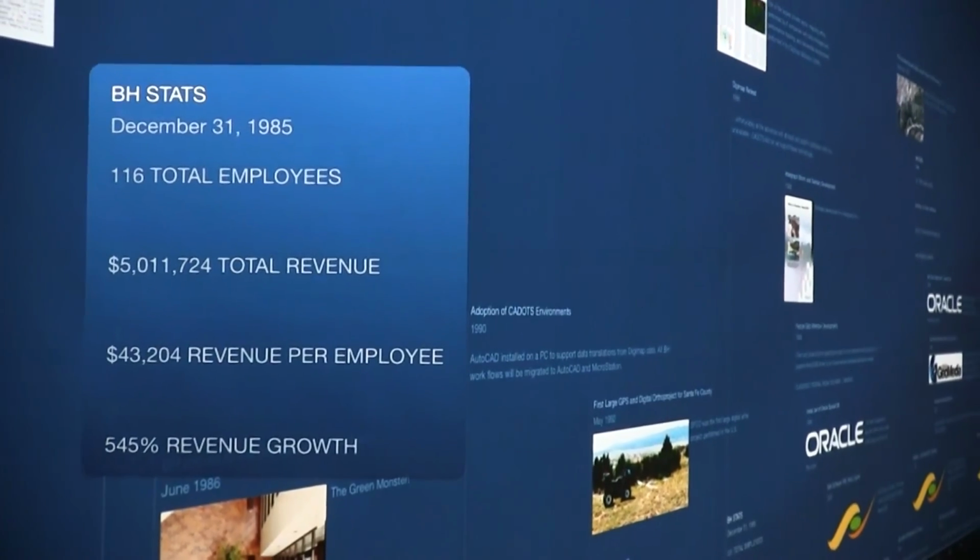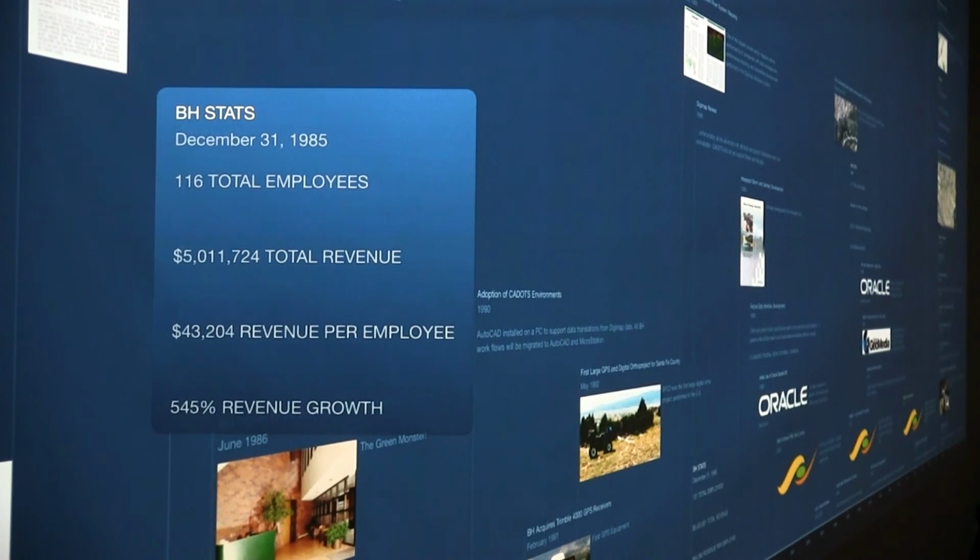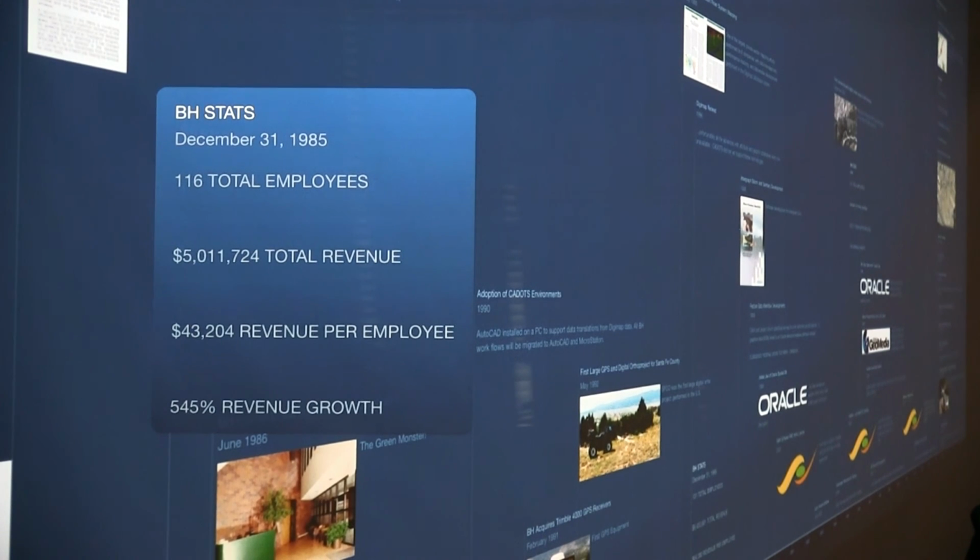Here's some more statistics. We're trying to do a snapshot of statistics about every 10 years. So here in '85, you see we've gone to 116 employees. Our revenue has gone very high, $5 million from what we had, $900,000 in '76, $43,000 in revenue per employee. We had a 545% revenue growth in that 10-year period. Again, I think it points to the fact that we were doing our work differently, and we were gaining a lot of efficiencies by doing that. And you'll see this statistical information show you that pattern.